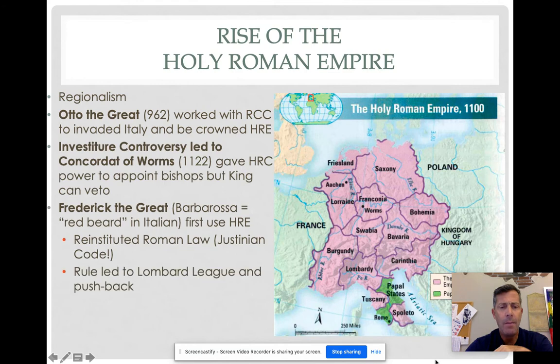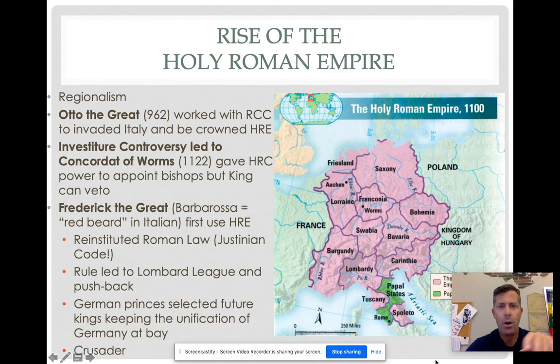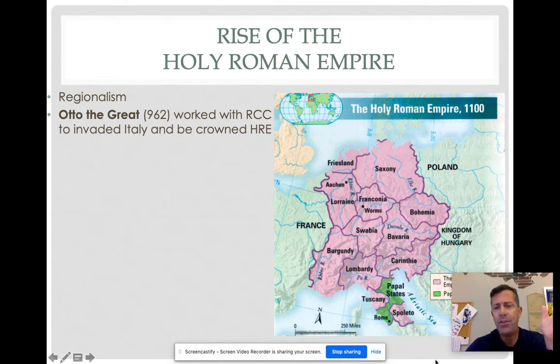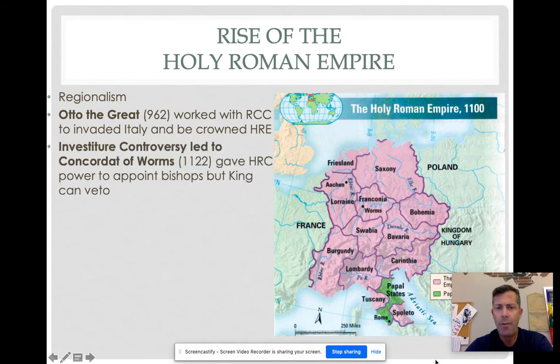Now, lastly, I've just got to fly through this one. This is the Holy Roman Empire, which John Green always makes jokes that it wasn't holy, wasn't Roman, wasn't really an empire. So what happens is Otto the Great will be coronated as king of this region by the church, the Roman Catholic Church. Now there are tensions though.